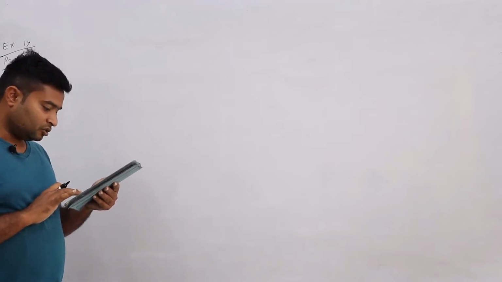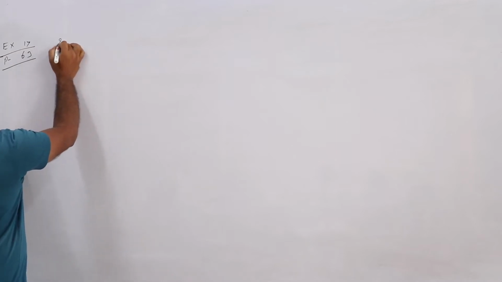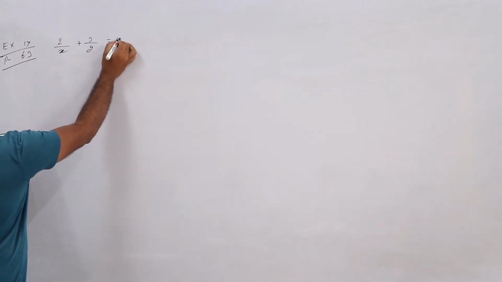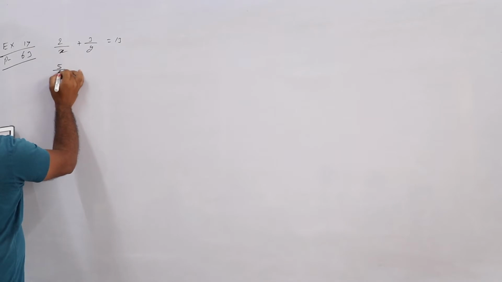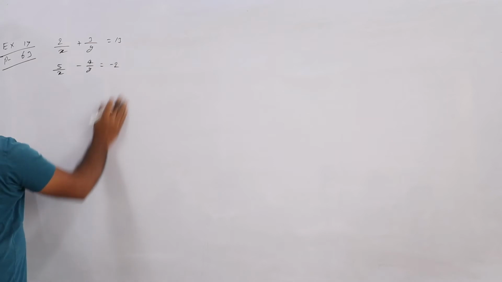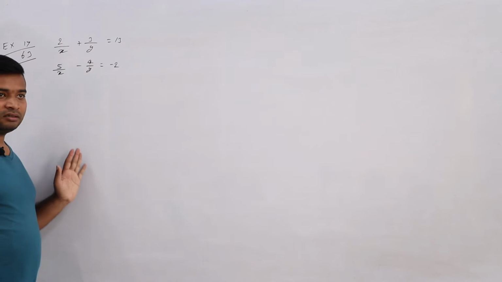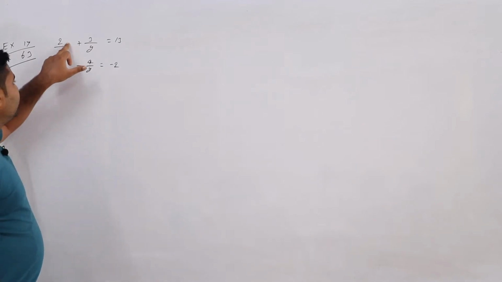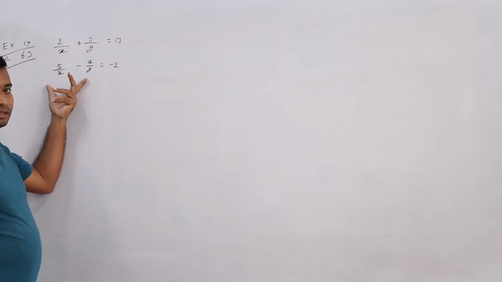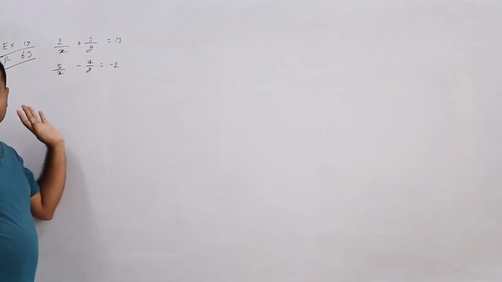So here it says solve the pair of equations. The question is 2 by x plus 3 by y is equal to 13 and 5 by x minus 4 by y is equal to minus 2. Till now, in whatever questions you have done, x was up here and y was here only, but here it is downside. So if you get a question like this, assume something.